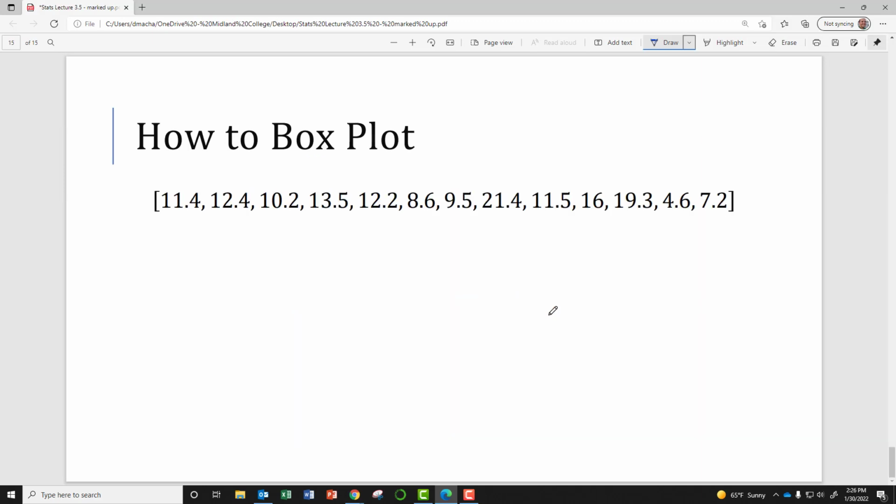So I'm going to make a box plot for this data. And so first I've got to put these things in order from least to greatest, and it looks like the smallest number I see so far is 4.6. And then the next smallest number looks like 7.2. And the next smallest number is going to be 8.6. And the next smallest is 9.5.